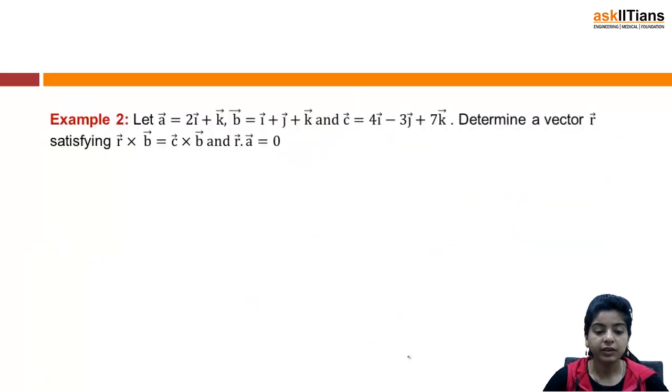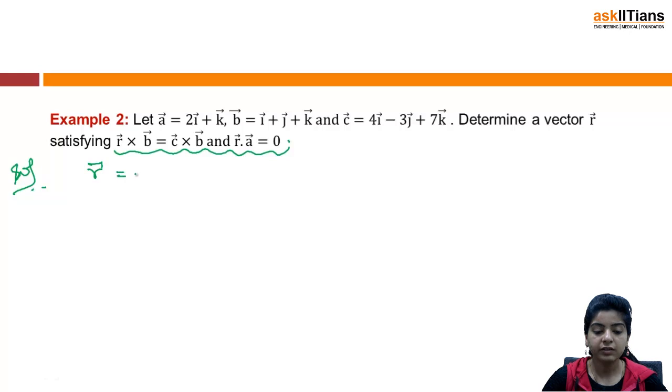The second question says, let a be 2i plus k, b is i plus j plus k, and c is 4i minus 3j plus 7k. Determine a vector r satisfying r cross b is c cross b, and r dot a is 0. This is quite simple. We are required to find out the vector r.